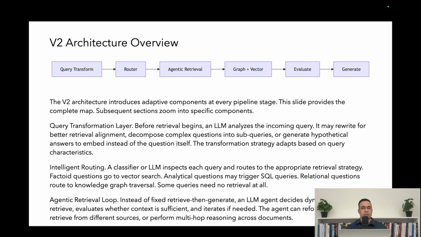The fourth addition is the knowledge graph layer. Entity and relationship extraction at ingestion builds a graph structure alongside the vector index. Graph retrieval traversal actually answers the relational queries that vector similarity cannot address.